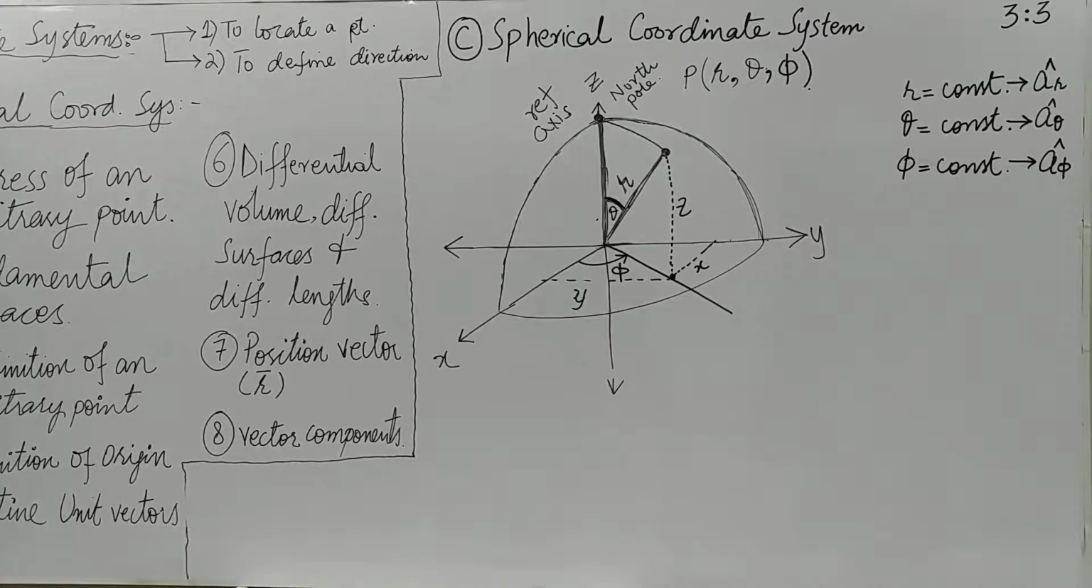One most important point about primitive unit vectors: if you're moving in the direction of a_r, the values of theta and phi should not change, and if you're moving in the direction of a_theta, the values of r and phi must not change, and if you're moving in the direction of a_phi, the values of r and theta must not change. So let's talk about fundamental surfaces and primitive unit vectors.